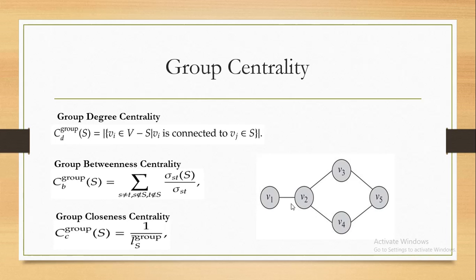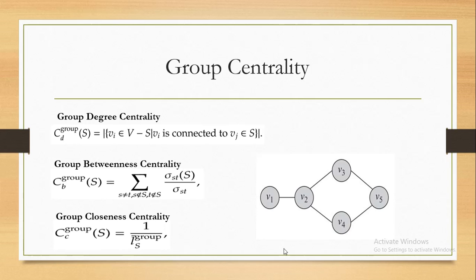Our last type is group centrality. It is not a different type of centrality, but earlier we have been considering the centrality of a single node, and now we will be considering the centrality of a group of nodes. For example, suppose we have to find the group centrality of nodes V2 and V3. When we calculate the degree of a group, the degree will be 1, 2 and 3. So the degree is 3.